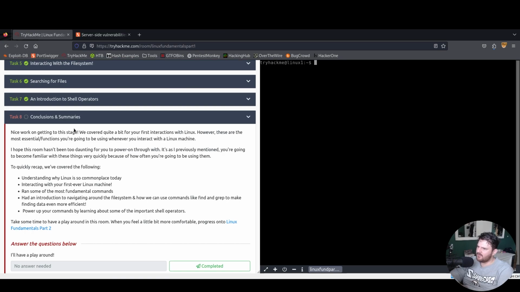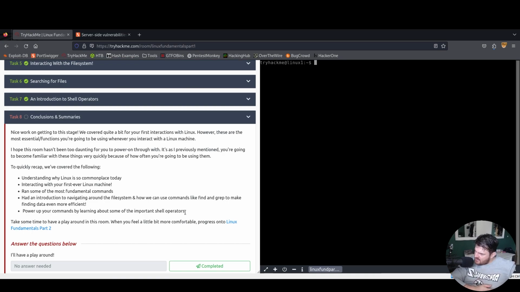As I previously mentioned, you're going to become familiar with these things very quickly because of how often you're going to be using them. To quickly recap, we've covered the following: understanding why Linux is so commonplace today, interacting with your first ever Linux machine, and learning and running some of the most fundamental commands like ls, pwd, whoami, grep, and find. We had an introduction to navigating around the file system and how we can use commands like find and grep to make finding data even more efficient.